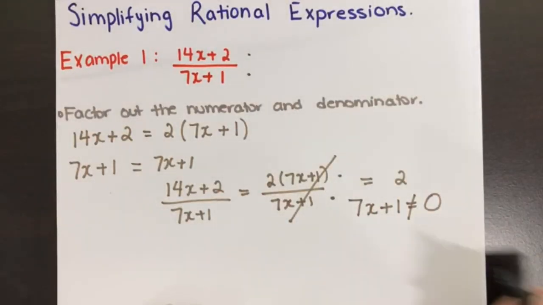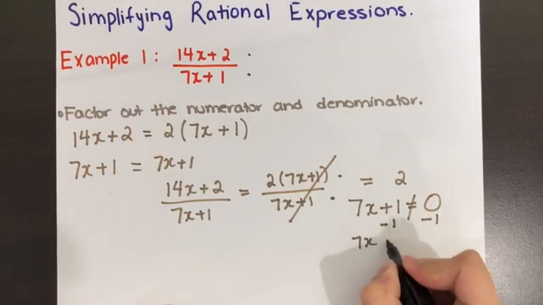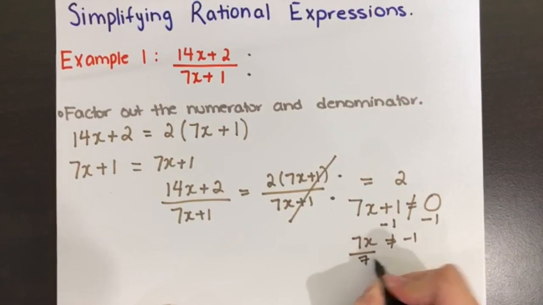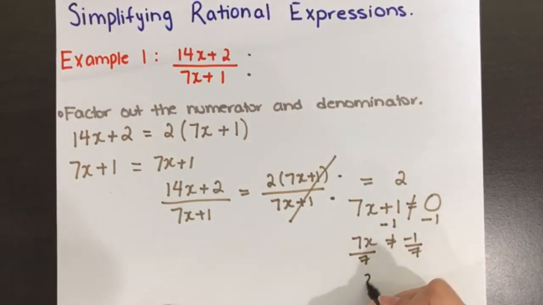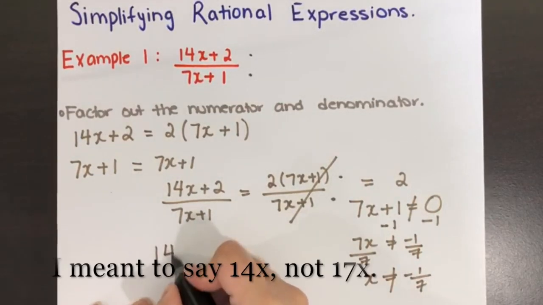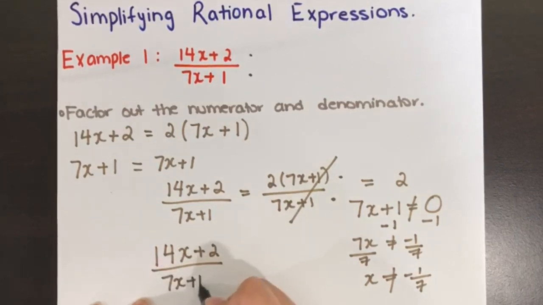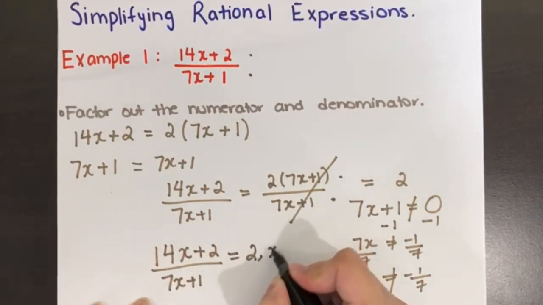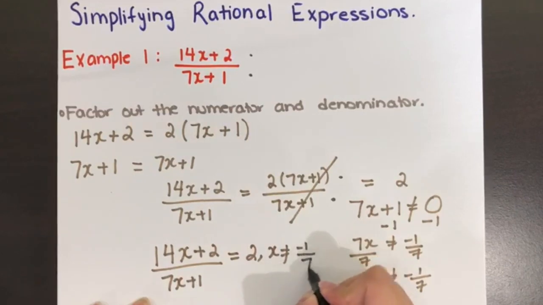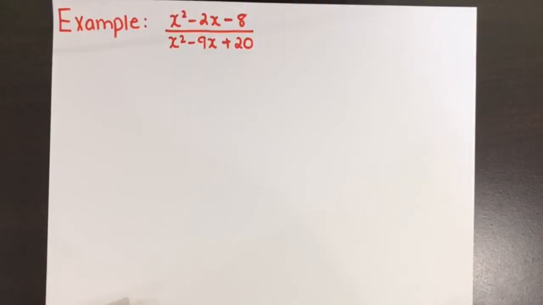So now you solve this expression for x. Subtract 1 to the other side. We're left with this. Divide by 7, divide by 7. We are left with x cannot be negative 1 over 7. And there we go. Our final answer is 14x plus 2 over 7x plus 1 equals 2, where x cannot equal negative 1 over 7. And this is our answer.